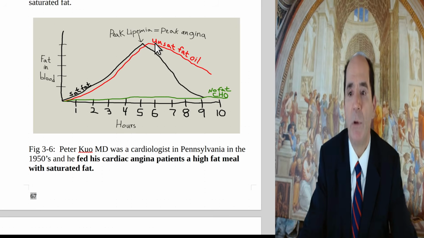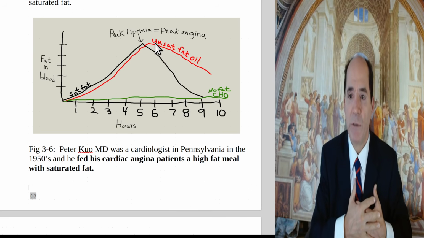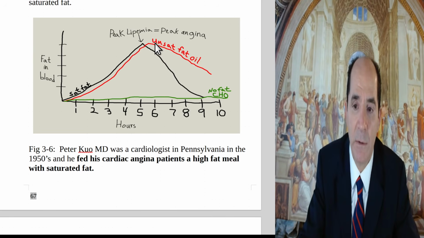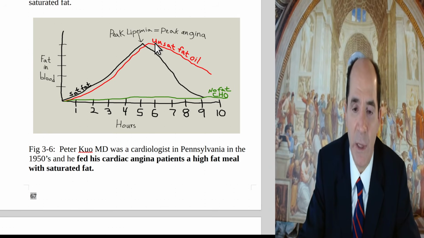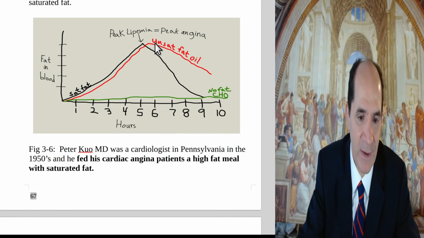Because the patients, Peter Crow did this with angina patients, and right when they were at peak lipemia, that's when they had the most angina attacks, cardiac atherosclerosis, coronary artery disease-related chest pain, which is a pretty dangerous thing to do. They had no way to effectively treat the patients in those days. There was no cardiac cath, angioplasty, or stenting back in those days.